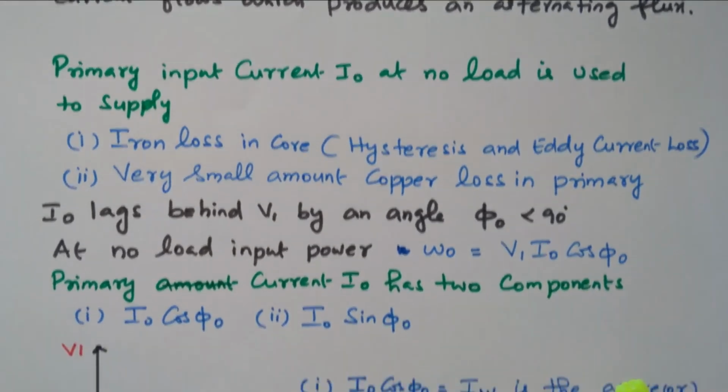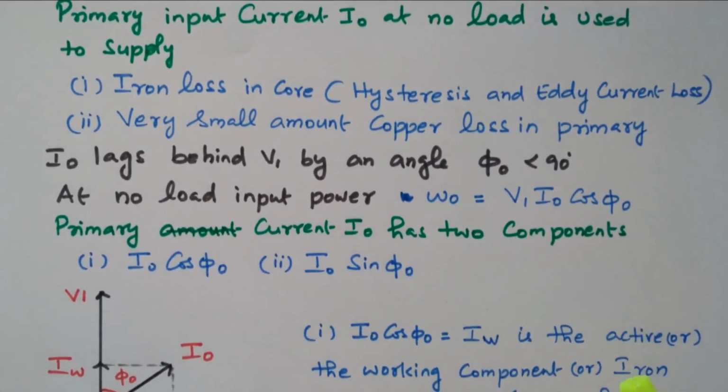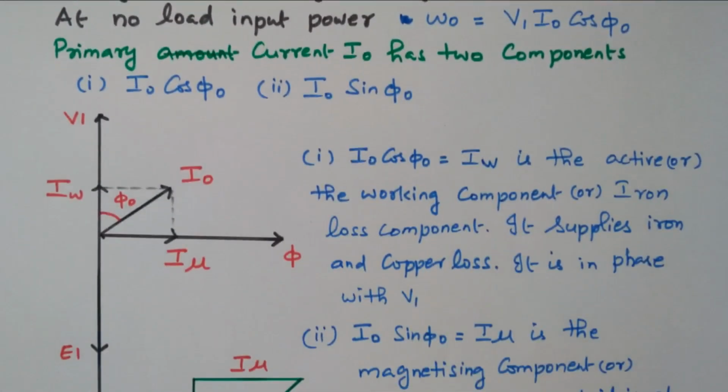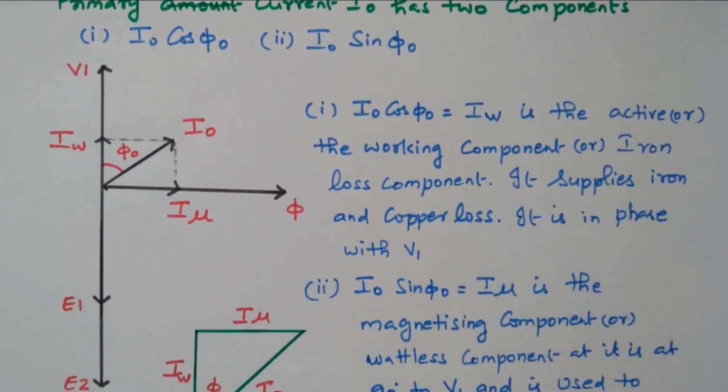Now we will see that this is again split into two components by referring to the vector diagram: I naught cos phi naught, I naught sin phi naught. Right. Now we will see this vector diagram. So this is the flux, and this is the magnetizing current. This I naught is now split into two parts, magnetizing current and working current.